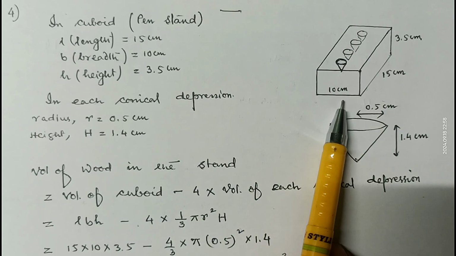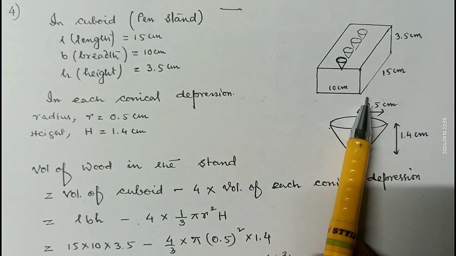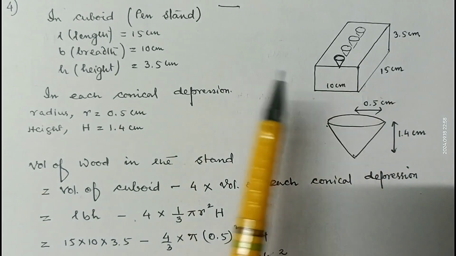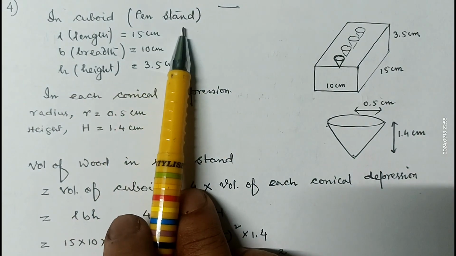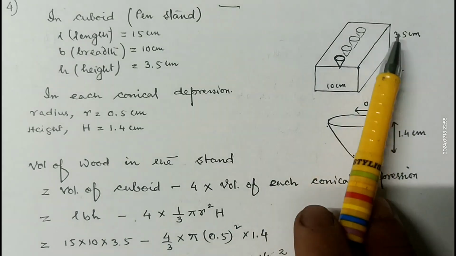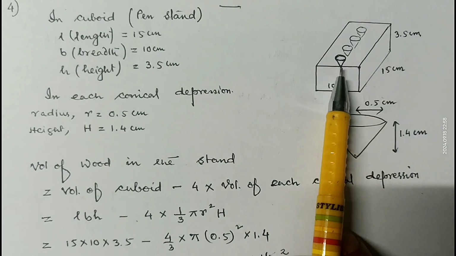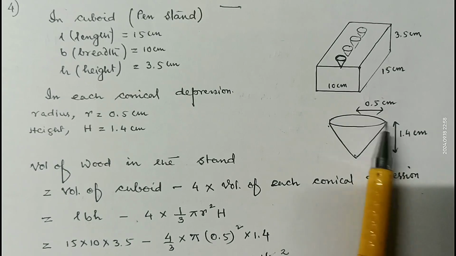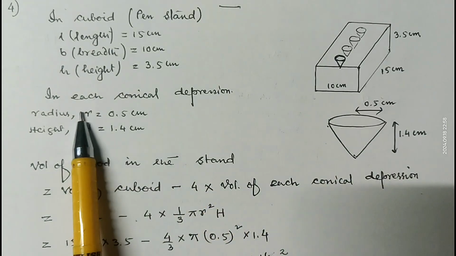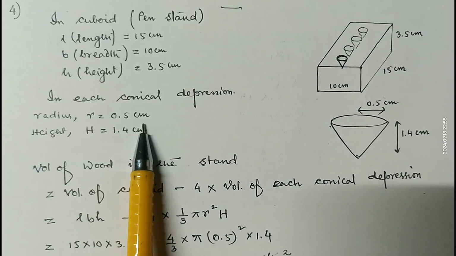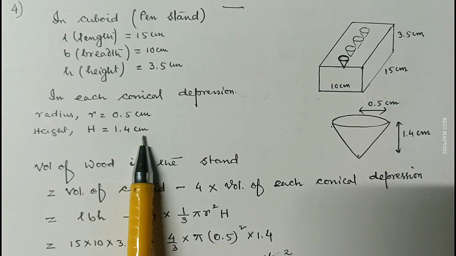Here, this is the pen stand whose length is 15 cm, breadth is 10 cm and height is 3.5 cm. So we can write in cuboid, which is the pen stand, length is 15 cm, breadth is 10 cm and height is 3.5 cm. These conical depressions I have drawn here. Here, height is 1.4 cm and radius is 0.5. So in case of each conical depression, radius is 0.5 cm and height is 1.4 cm.